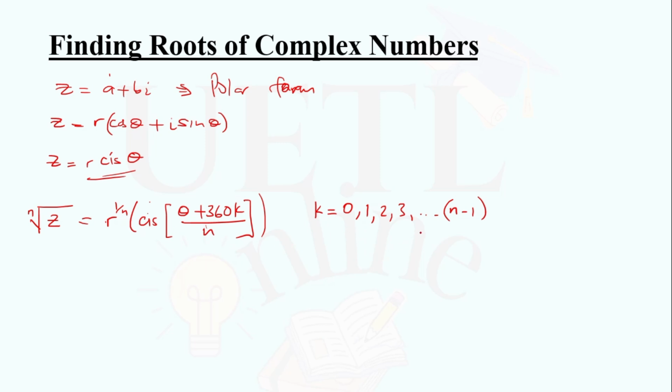So for a complex number, to find the nth root, let's say the fourth root, you're going to get n solutions. This is what we have to remember: when you're asked to find the nth root, you get n solutions. To find these n solutions, you substitute k equals 0, k equals 1, until you reach n minus 1. So this is it on finding the roots.